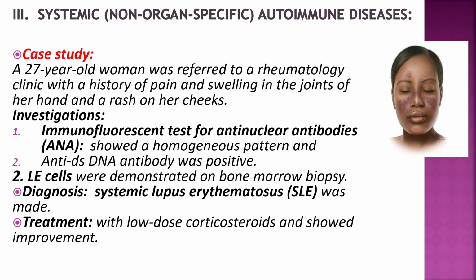The third type is systemic, that is, non-organ specific autoimmune disease. So one case study is there. A 27-year-old woman was referred to a rheumatology clinic with a history of pain and swelling in the joints of the hand and rash on the cheeks. Investigations: immunofluorescent test for anti-nuclear antibodies, that is ANA, showed a homogeneous pattern, anti-dsDNA antibody positive. LE cells were demonstrated on bone marrow biopsy. Diagnosis: systemic lupus erythematosus (SLE), and treatment with low dose corticosteroid showed improvement.